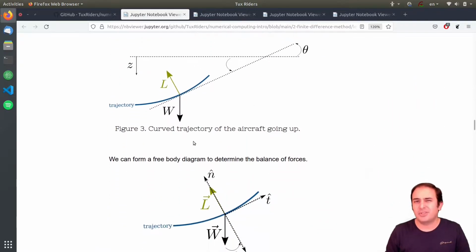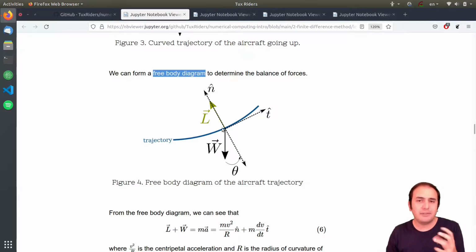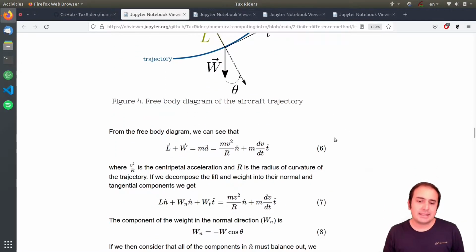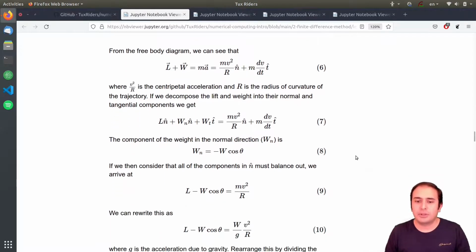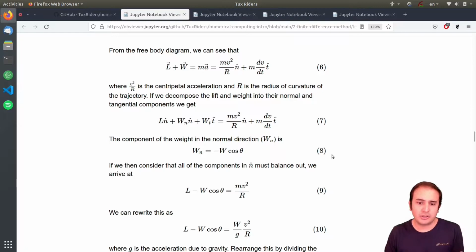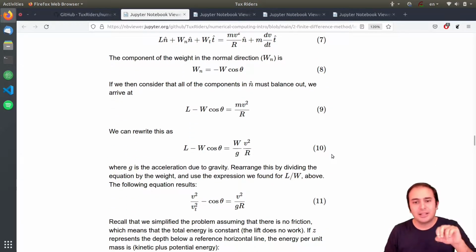You can see that it's a free body diagram, used to derive the different components of the movement and of the forces applied to the aircraft or glider, and then deriving the differential equation that describes how the trajectory can be plotted, how it can be tracked over time. This is what we are trying to do.